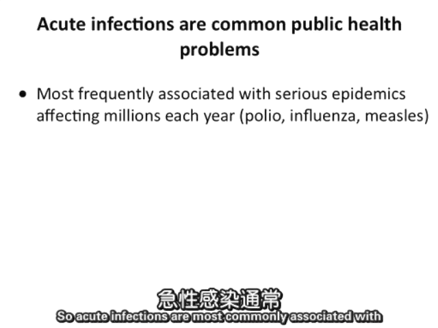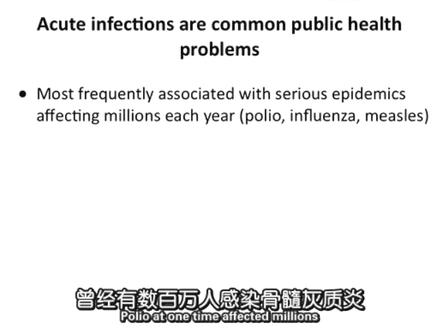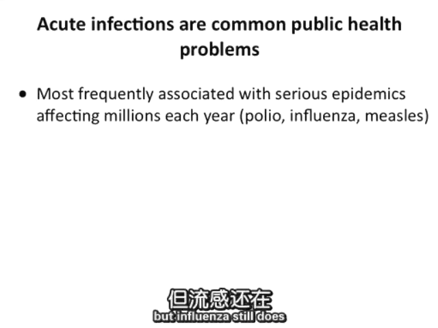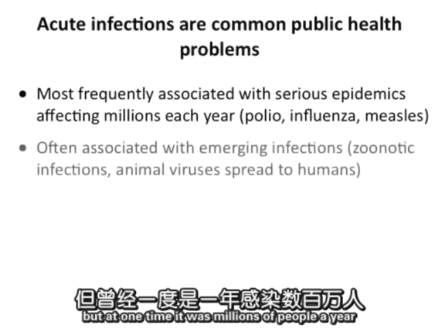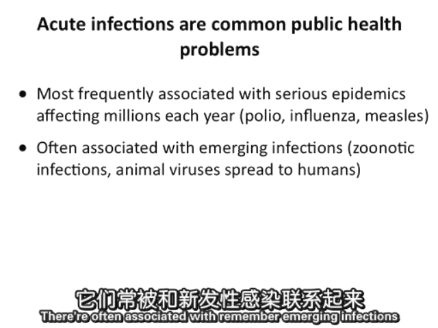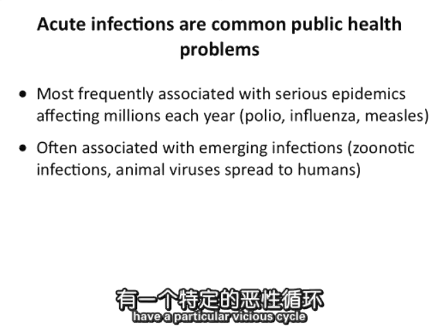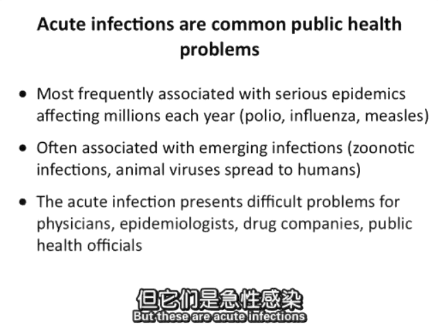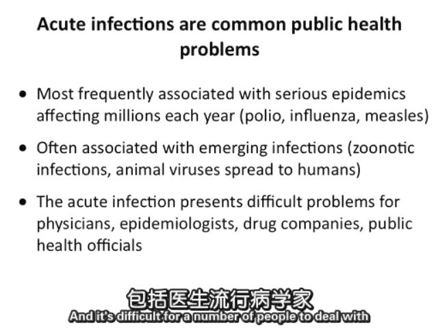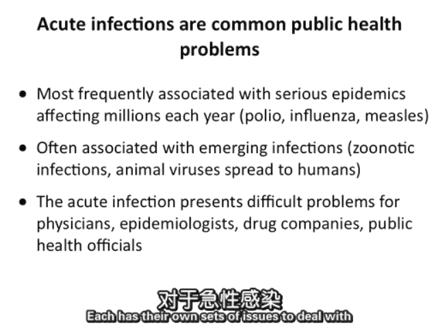So acute infections are most commonly associated with serious epidemics of disease that affect millions of people every year. Polio at one time affected millions, no longer. It's nearly eradicated, but influenza still does. And measles numbers have gone way down, but at one time it was millions of people a year. They are often associated, remember, with emerging infections. Viruses that come from animals into humans have a particular vicious cycle because, as I said, the viruses aren't well adapted. But these are acute infections. And it's difficult for a number of people to deal with, from physicians to epidemiologists, drug companies, public health officials. Each have their own sets of issues to deal with.